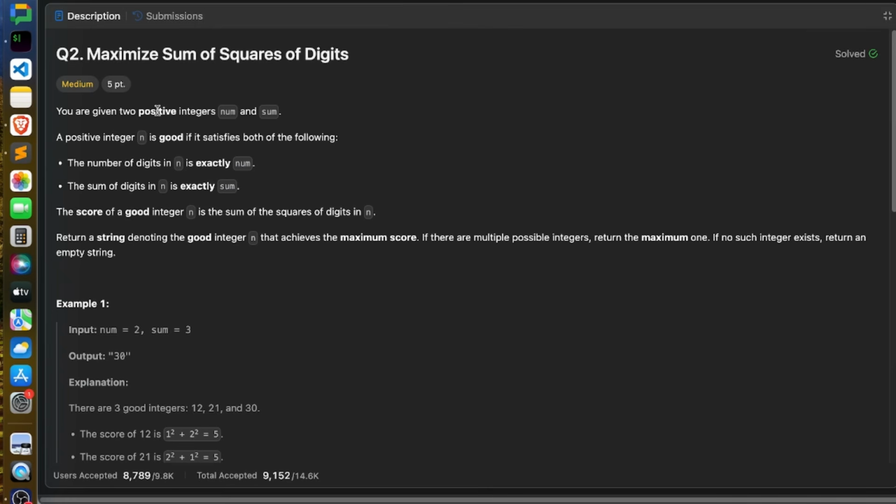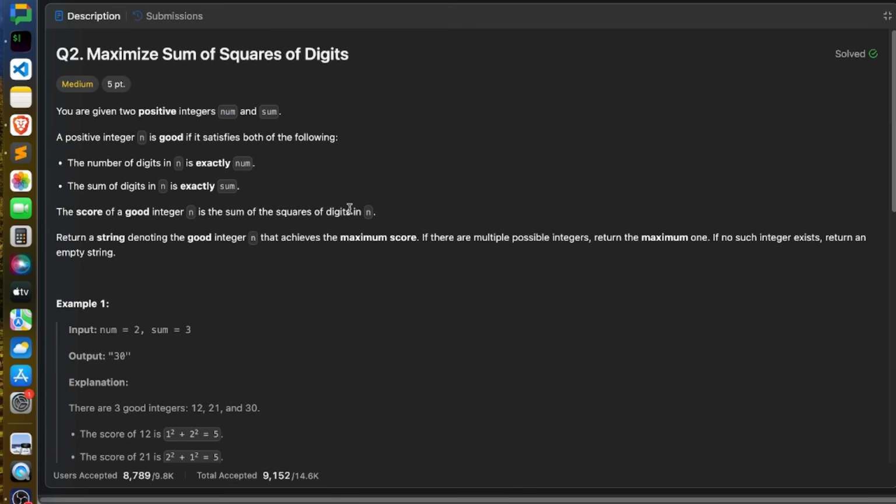In the second problem, you are given two positive integers num and sum. Now a positive integer n is called good if it satisfies both of the following conditions. The first condition: the number of digits should be exactly equal to num, and the sum of digits should be exactly equal to sum. And the score of a good integer is the sum of the squares of its digits. Now we have to return the string that denotes the good integer n that achieves the maximum score.